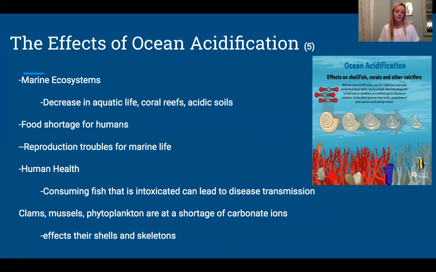Food shortage for humans. Humans are huge consumers of fish, and when we have unhealthy fish or when fish are dying, this obviously creates a decrease in the amount of fish we can provide to humans. So that's very dangerous to us because the less food we have, the less we can provide for humans.